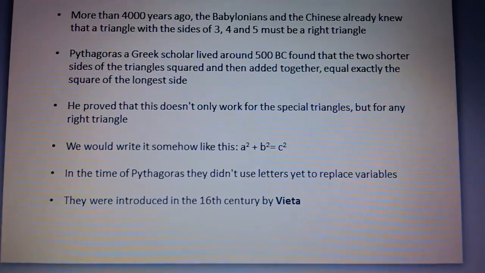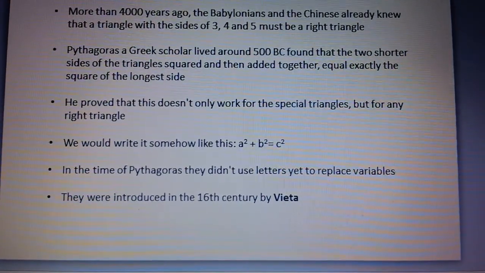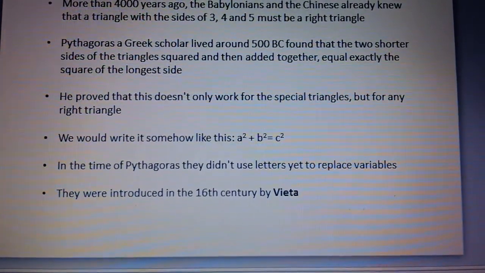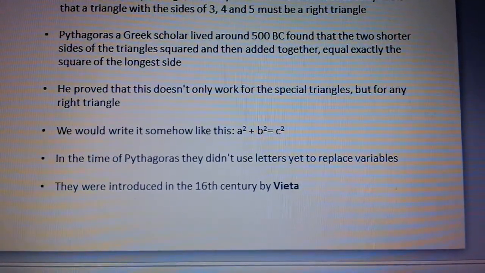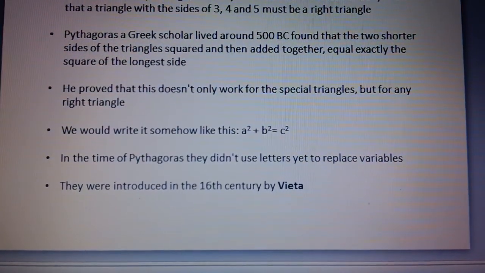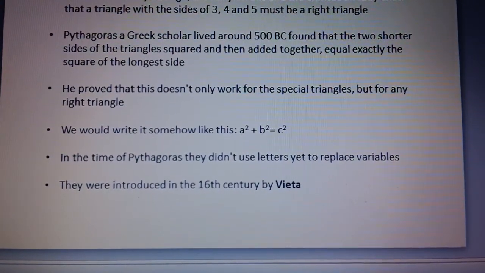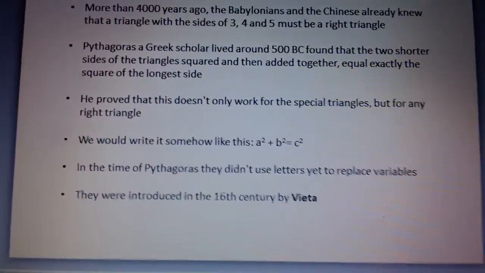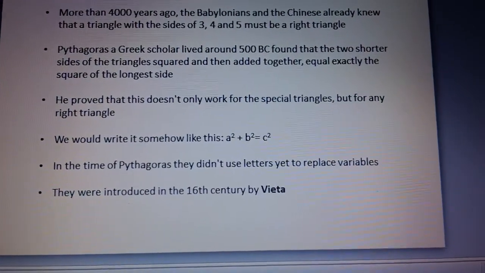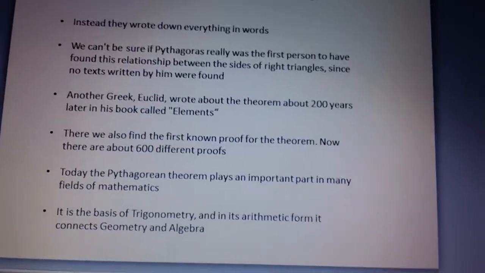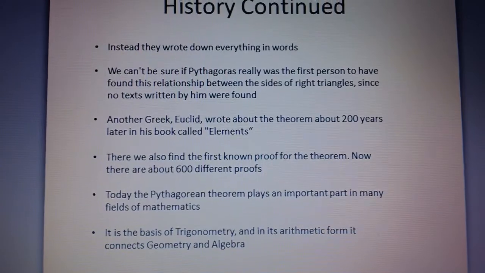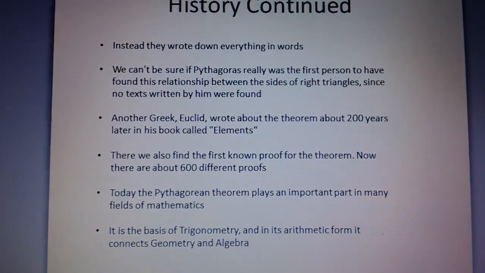Now we write it A squared plus B squared equals C squared, but that's not how Pythagoras would have written it. The way we use letters to replace variables was actually introduced in the 16th century by Vieta, another mathematician. Pythagoras would have just written it out in words.